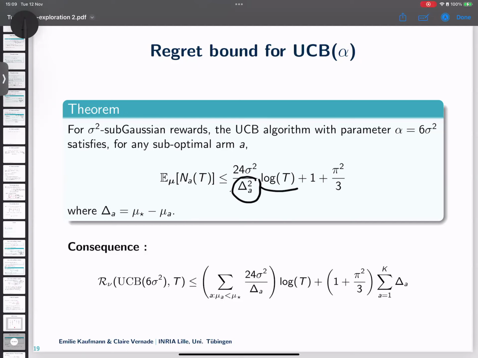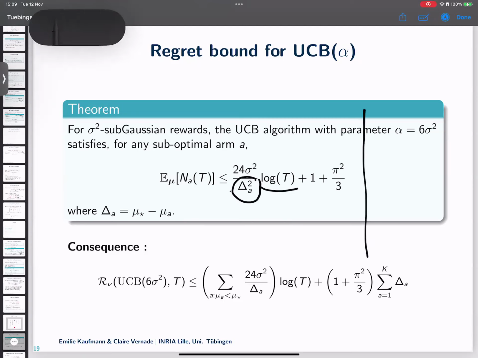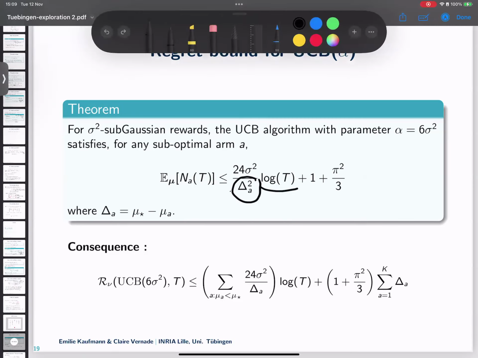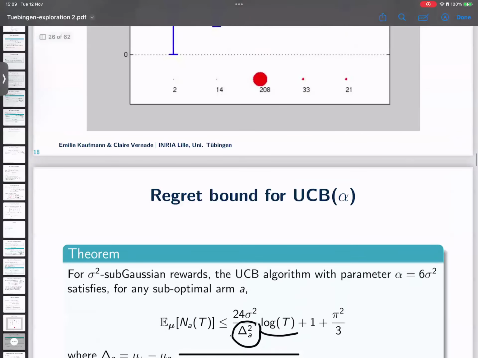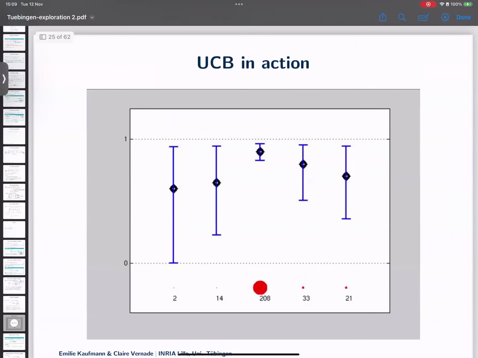This is the figure that I just showed before. I think in the recording they won't see it, but it's okay. So, the same figure, the UCBs and the LCBs, and we're going to see UCB in action. We're going to see what UCB does. And every time UCB pulls an arm, I add a count in the bottom here.